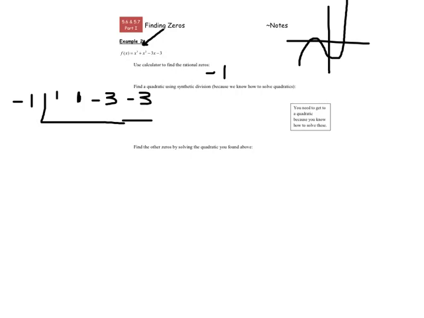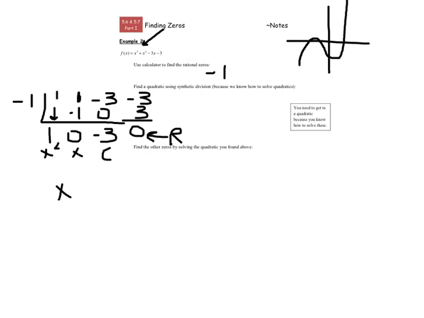Now synthetic, we're going to bring down the 1. We have -1 times 1 is a -1. Go ahead and add down, we get 0. Now -1 times 0 is 0. Add down, we get -3. And -1 times -3 is +3. And add down, we get 0. Now this remainder always has to be 0. If not, you did something wrong, so go back and check your work. This is my constant, this is my x, and this is my x squared.